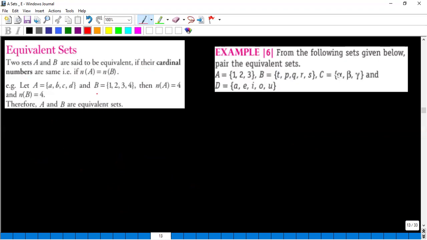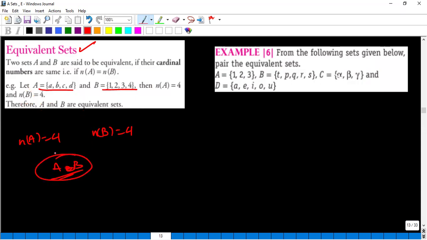Next, equivalent sets. Suppose I have 2 sets, set A and set B. Here you can tell n(A) is 4. n(B) is also 4. In that particular case you will call set A and set B equivalent, not equal. Equal and equivalent are different. These are equivalent, meaning the number of elements are the same.